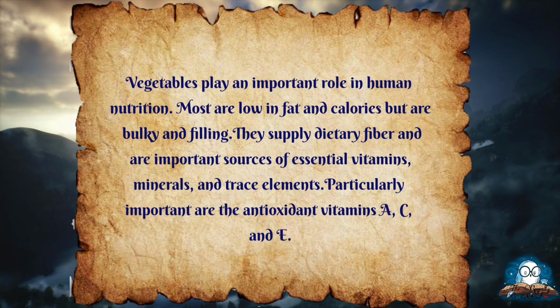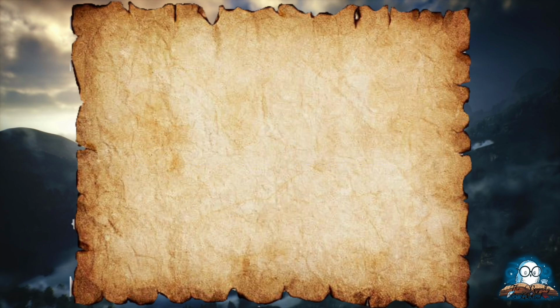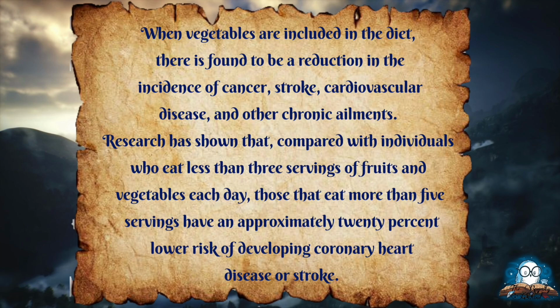Particularly important are the antioxidant vitamins A, C, and E included in the diet. There is found to be a reduction in the incidence of cancer, stroke, cardiovascular disease, and other chronic ailments. Research has shown that, compared with individuals who eat less than 3 servings of fruits and vegetables each day, those that eat more than 5 have a lower risk of developing coronary heart disease or stroke.